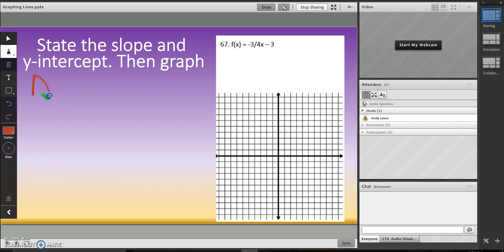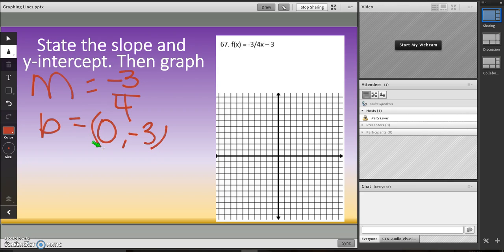Okay, so here we are. We need to find the slope and the y-intercept. So the slope is the number touching x, so -3/4. And the y-intercept is the number all by itself, so it'll be 0, -3. So we always start with the y-intercept, so -3. And then from that spot, we do the slope. So we're going to go down 3, right 4. From that spot, we go down 1, 2, 3, and then right 1, 2, 3, 4.